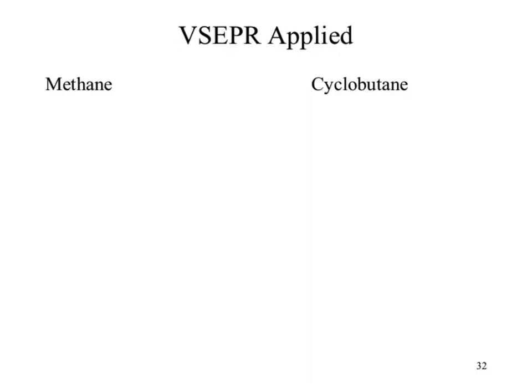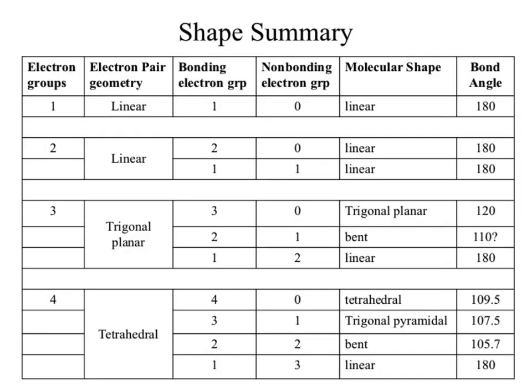Why is there a question mark? Any guesses? What is the bond angle for the bent shape in trigonal planar? That is why there's a question mark. I don't know either. I just guessed.